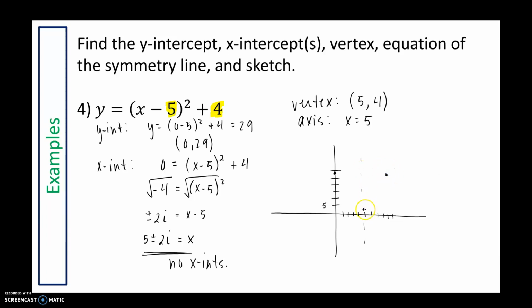And now notice my vertex is above the x-axis, and because a is positive, my graph opens up, verifying that there's no x-intercepts on the graph of the quadratic. Okay, so if you use the quadratic formula, your discriminant would have been a negative number.